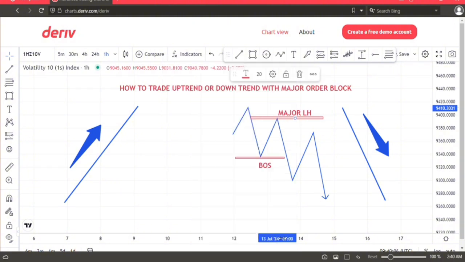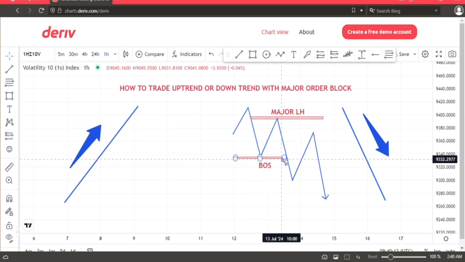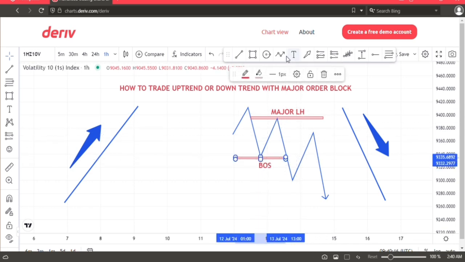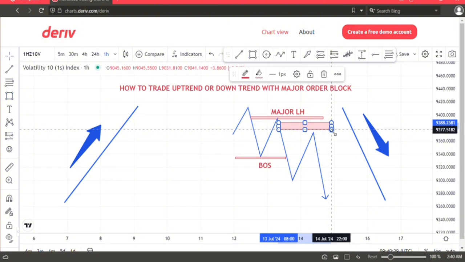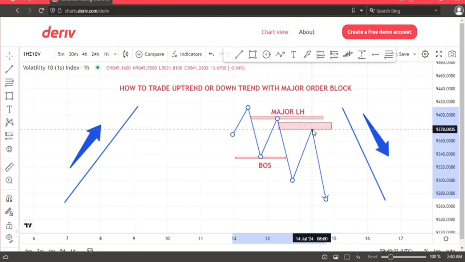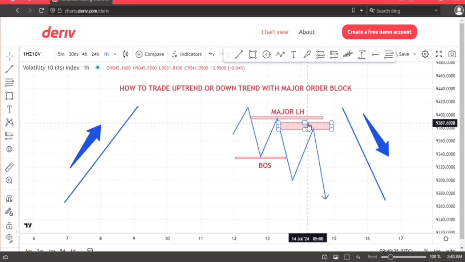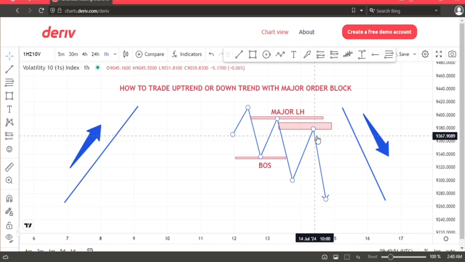After identifying our major lower high right here, one thing you need to do is to wait for the market to reverse back to the order block. You are going to identify your order block below this major high. Once the market does not go above or break this major high, you do not have a change of character here. So that means the market is still in a downtrend.